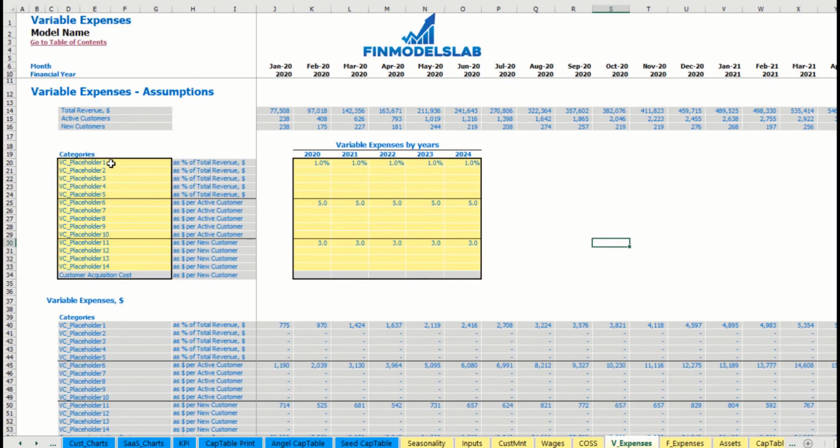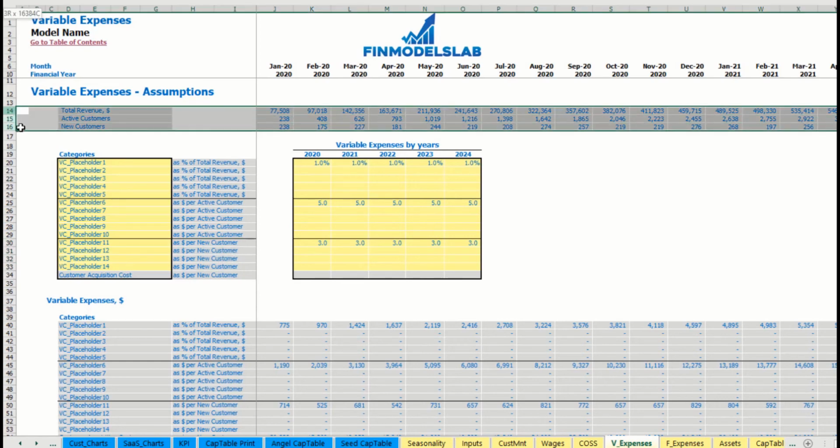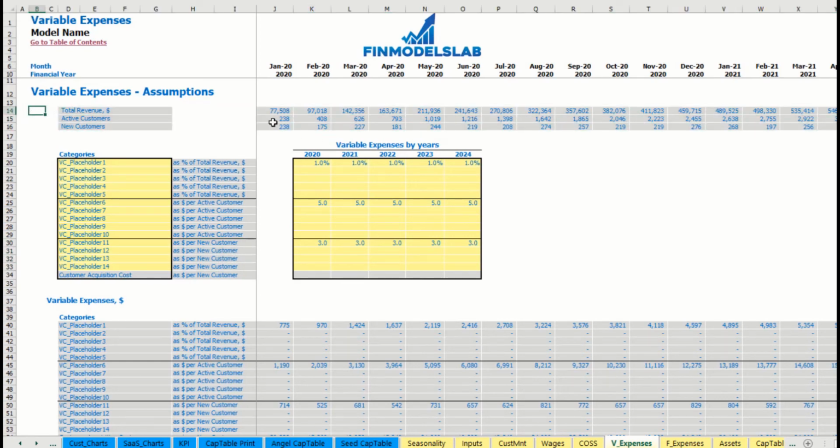All other categories are broken down by 3 categories: as a percentage of total revenue basis, as dollars per active customer, and as dollars per new customer. So on the top you have 3 bases for the calculation of variable expenses categories: total revenue amount, active customers, and new customers, broken down by months.